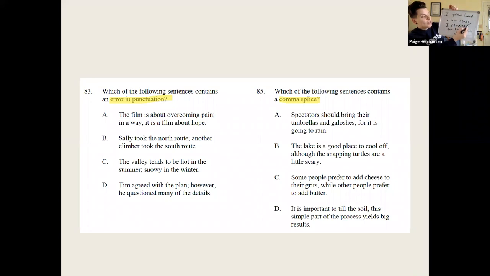I tried hard in her class; I studied for hours each day. So I'm using this semicolon because I want to show, as y'all said, there's a relationship between these two independent clauses, these two sentences, right? Now, what the MTEL will often do is it will show you an incorrectly used semicolon, right?